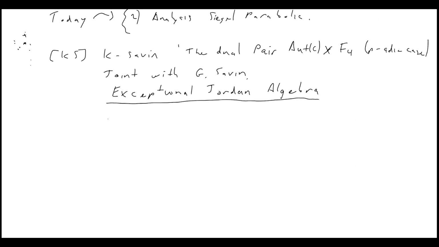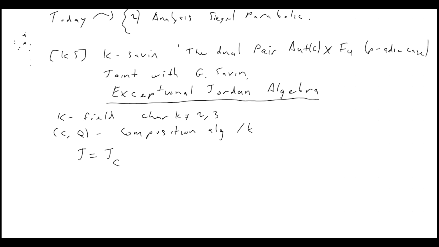Okay, we're going to have a field K, and we need the characteristic of K to be neither 2 nor 3. We'll also have some composition algebra over K, which we discussed last time. And then we'll define this Jordan algebra, which will depend on the composition algebra.